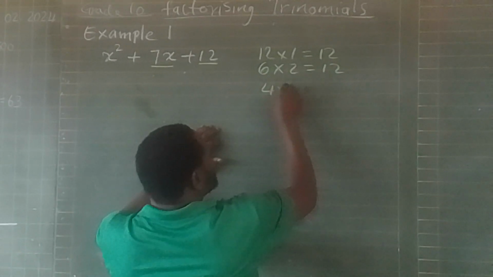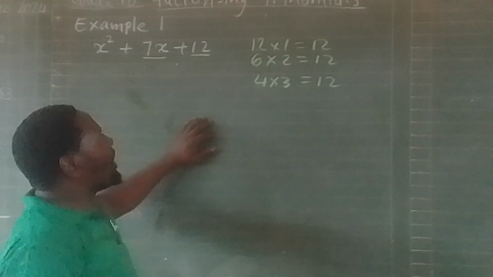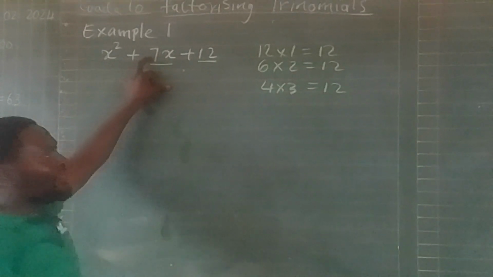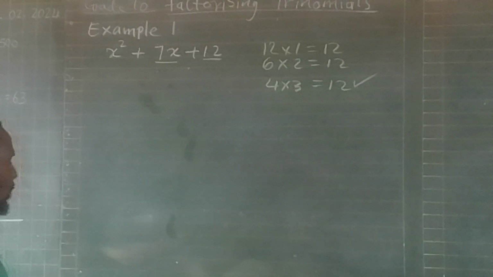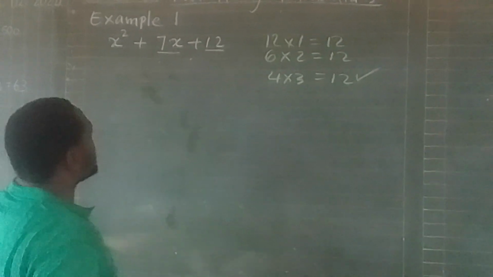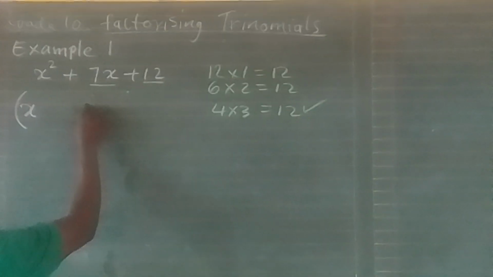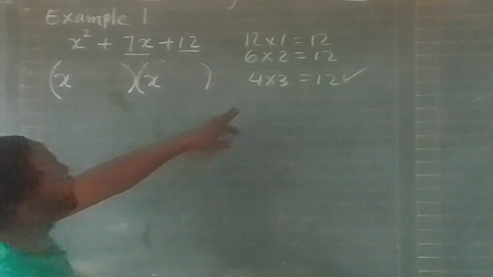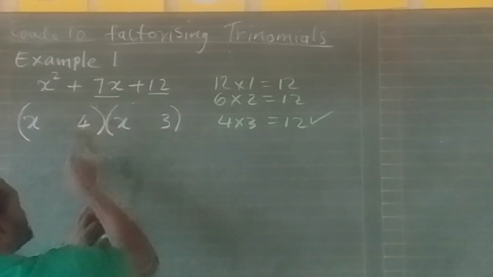Let's check other factors. 4 times 3 is going to give me a 12. 4 plus 3 gives me a 7. That means this is the factor that we are looking for. Now we come and say x, and you put your 4 and 3, irrespective.